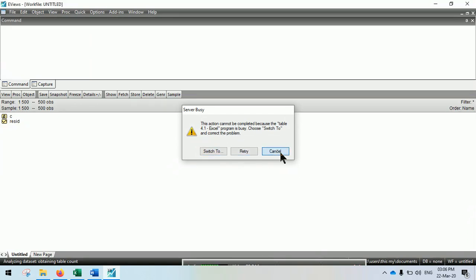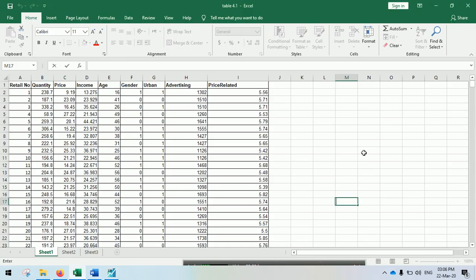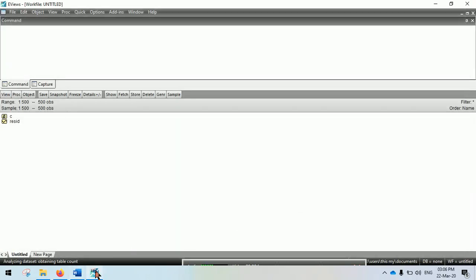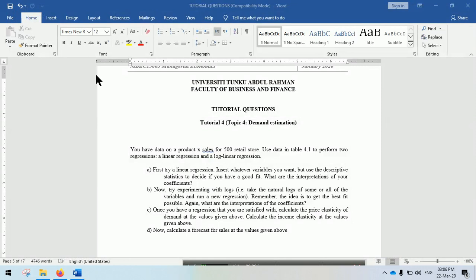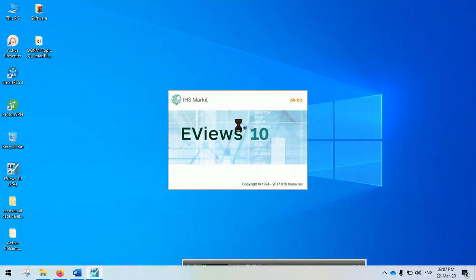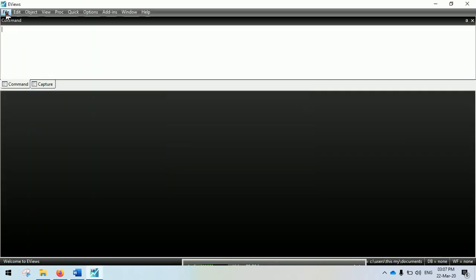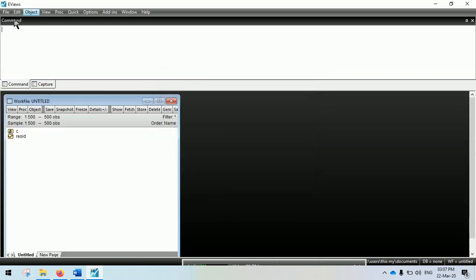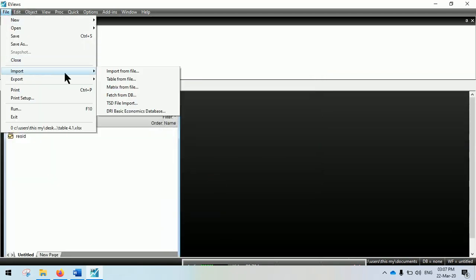Okay, I need to close the file, I think. Not save. Try again. Start over. Okay. File, Import.